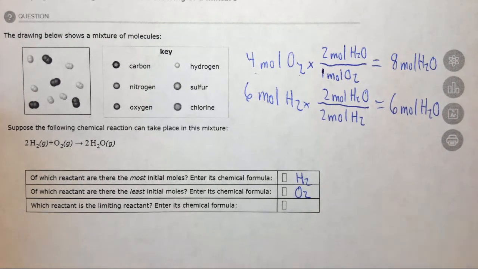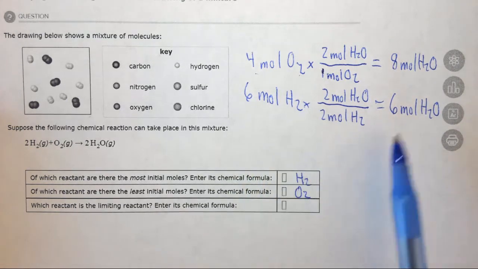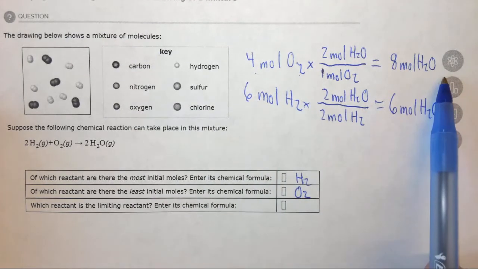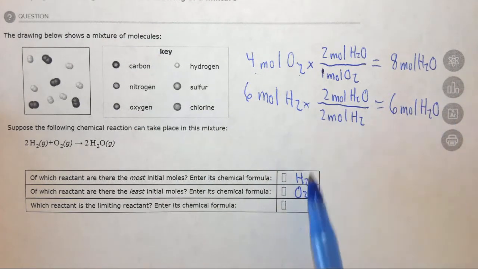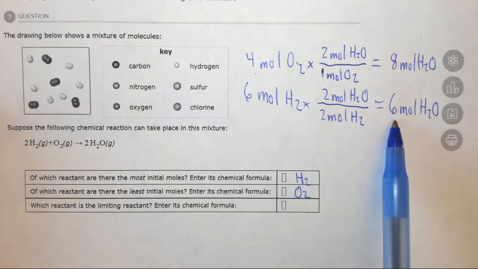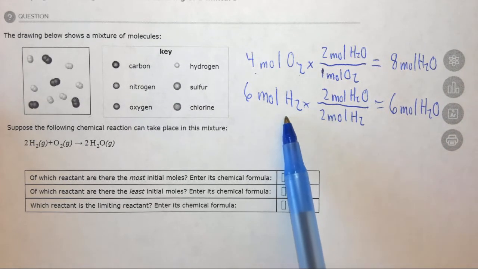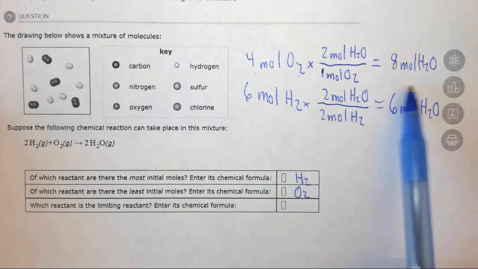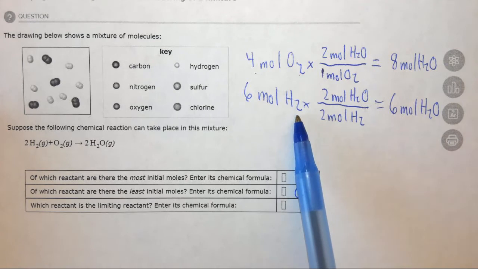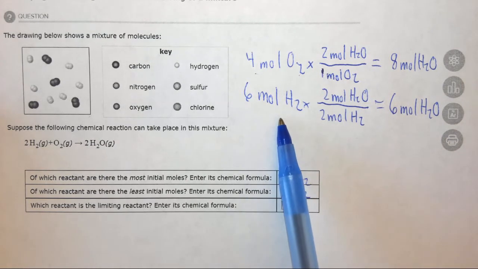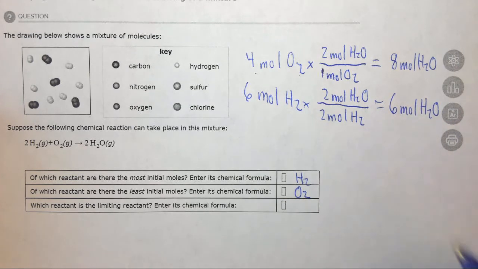So now we're asked, what is the limiting reactant? Well, if we react all of our hydrogen, we'll make 6 moles of water. If we react all of our oxygen, we'll make 8 moles of water. This means we're going to make 6 moles of water, because after we make 6 moles of water, there's no hydrogen left. Hydrogen is gone. If hydrogen is gone, we can't make 8 moles of water. We don't have any hydrogen to do that. So therefore, the limiting reagent here is hydrogen, because it allows us to make less water.